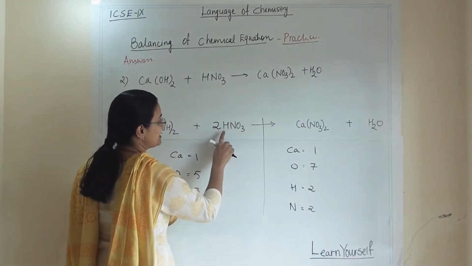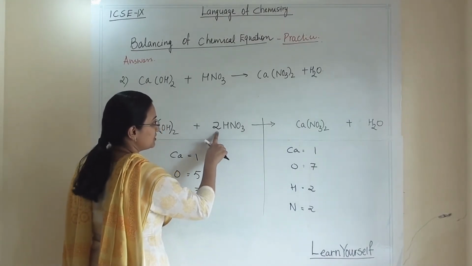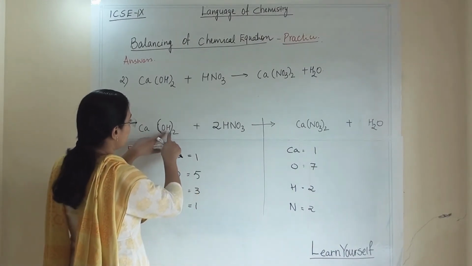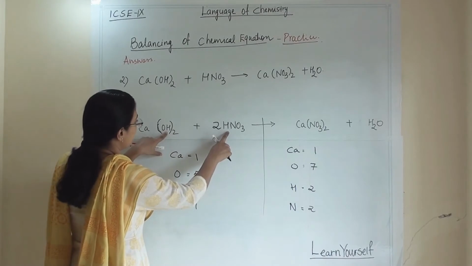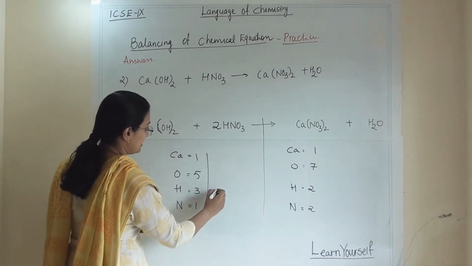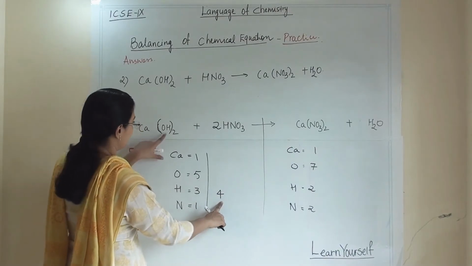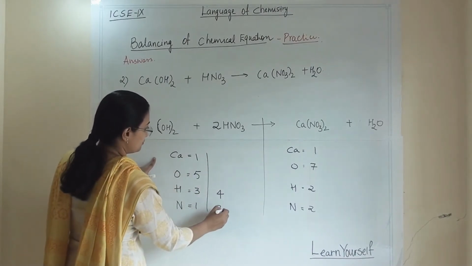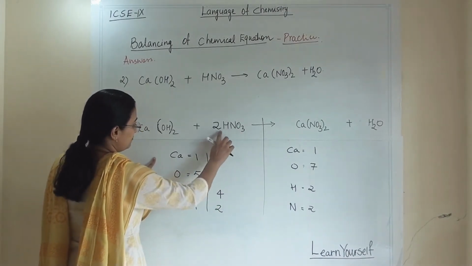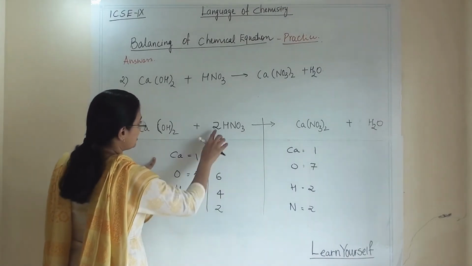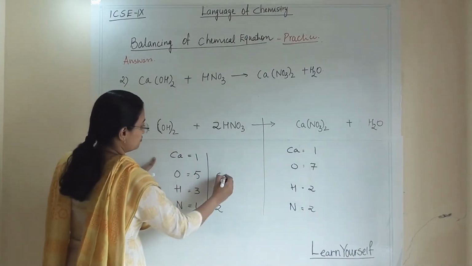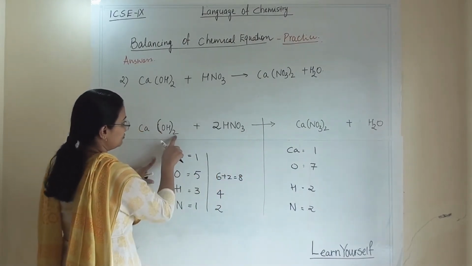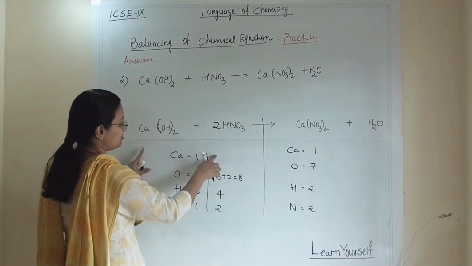So let us balance this nitrate first. If we are balancing nitrate here and writing 2 here, then let us count all these things again. Now we have 2 hydrogen and 2 hydrogen. So we now have 4 hydrogen, right? Then nitrogen, we have 2 nitrogen. Oxygen, we have 6 oxygen here plus 2. So 8 oxygen we have. 2 into 3, 6 and 2. So 8 oxygen, and calcium is already 1.